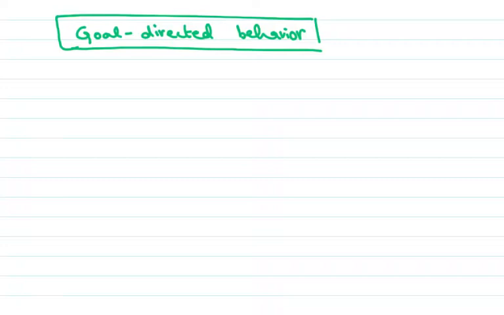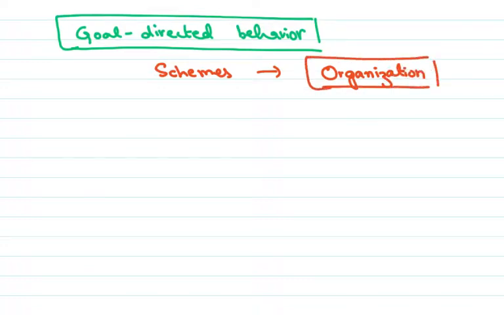When we talk about schemes, a process that, according to Piaget, happens with schemes is that of organization, which is a mental process in the sense that it does not involve direct interaction with the world. Rather, it involves how you integrate schemes within one another.